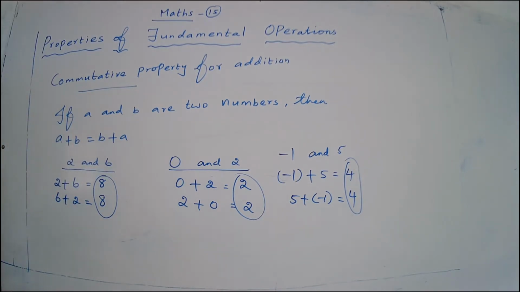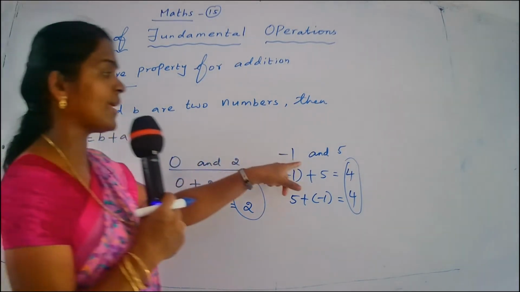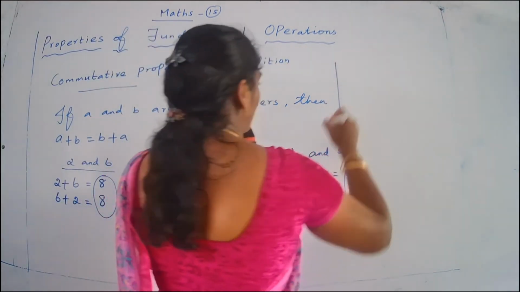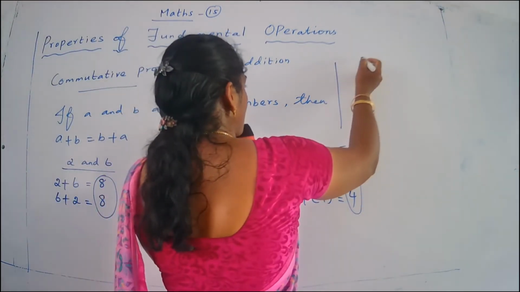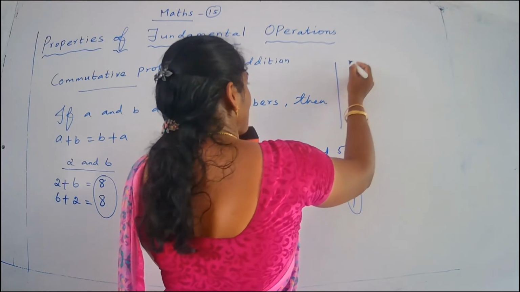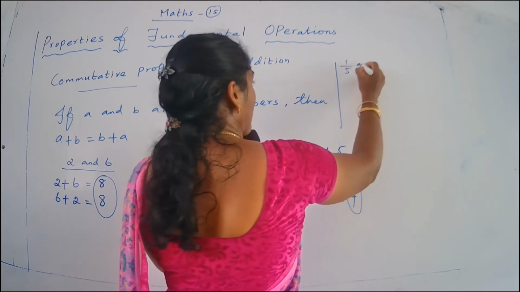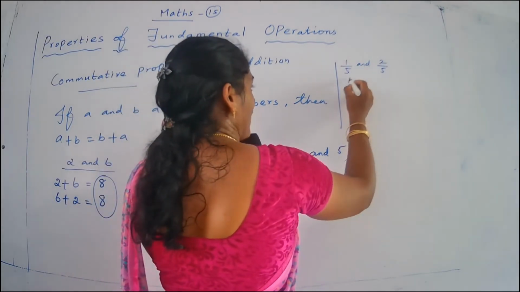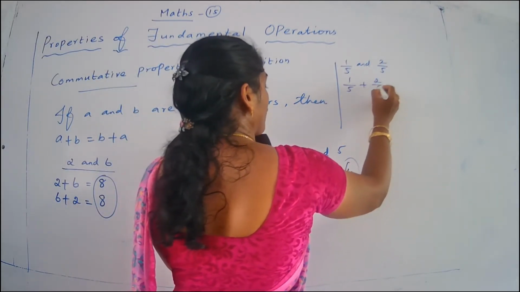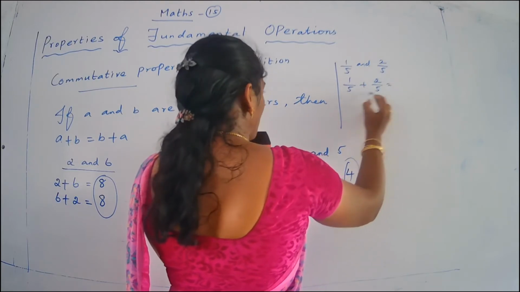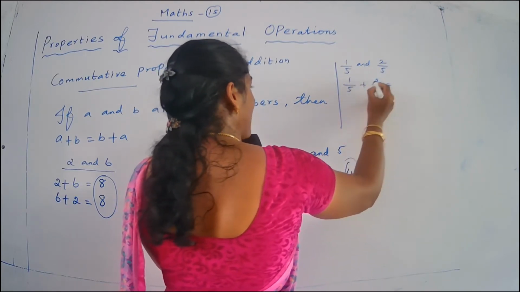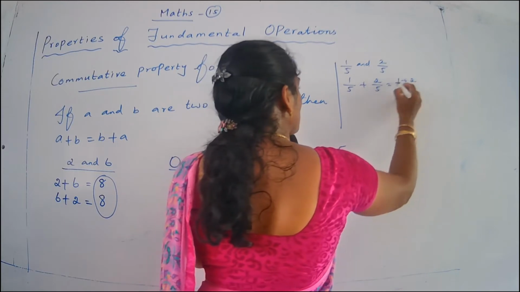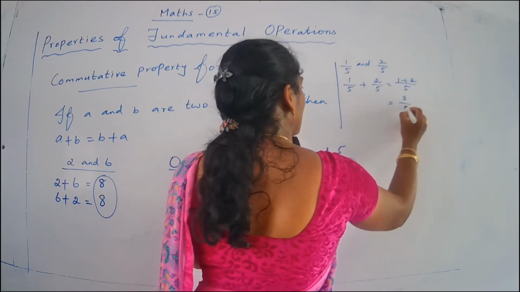Okay children. Now let us take two rational numbers. First we had natural numbers, whole numbers, integers. Now we have to take rational numbers. Let us take two rational numbers: one is 1 upon 5 and another is 2 upon 5. Now we add 1 upon 5 plus 2 upon 5. You see the denominators are the same, so we add the numerators. 1 plus 2 upon 5, so your answer is 3 upon 5.